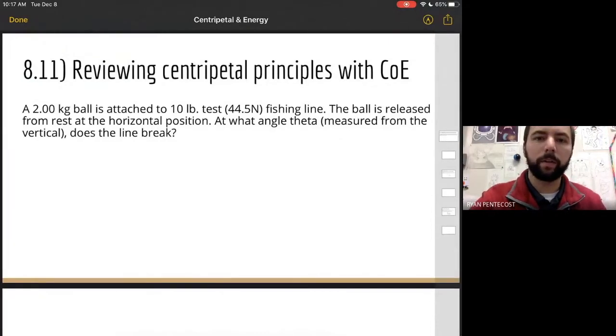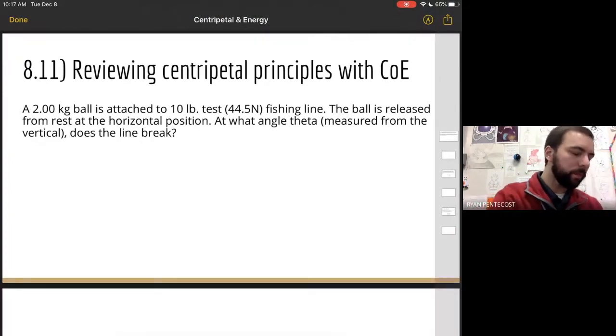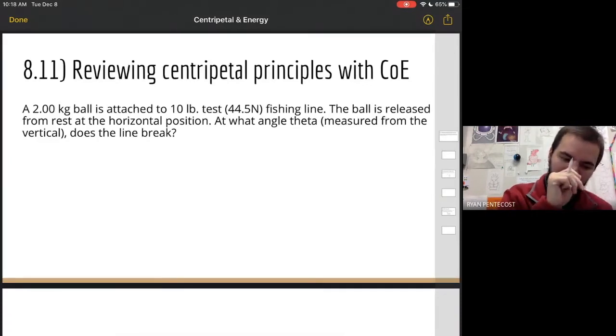Hi, everyone. So today we are going to talk about centripetal motion and conservation of energy and how they play together. So first, let's review some centripetal principles with conservation of energy.